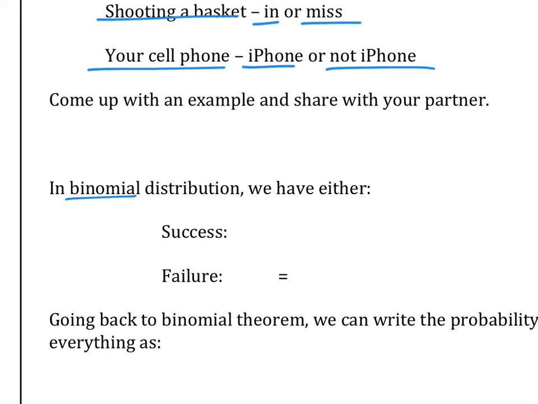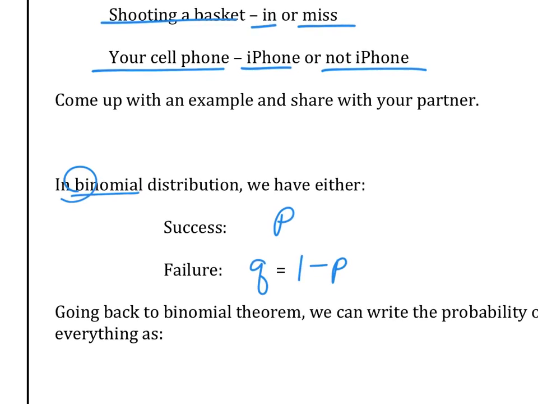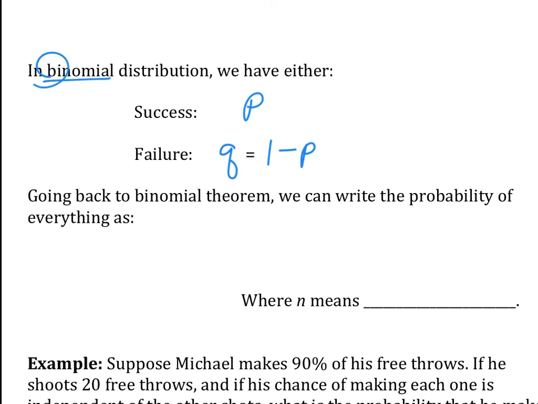Think of bi as meaning two kinds of things. So this is where we have either success or failure. Let's say success we call P, and Q is failure. Then Q must be 1 minus P, because you either succeed or you fail, and that has to add up to 100%. Going back to the binomial theorem, which we did in 9.2, we can use the binomial theorem to figure out the probability.